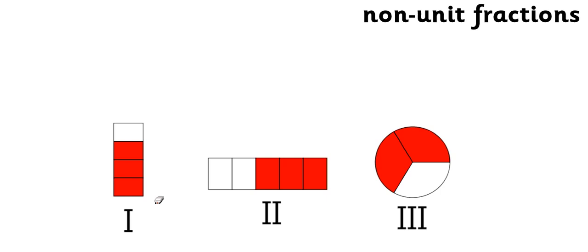Have a go at I. How many equal parts are coloured in? How many parts are there altogether? And then have a go at I. Number 3. How many parts are coloured in? How many parts are there altogether? If you haven't finished, pause the video now because I'm about to reveal the answers.